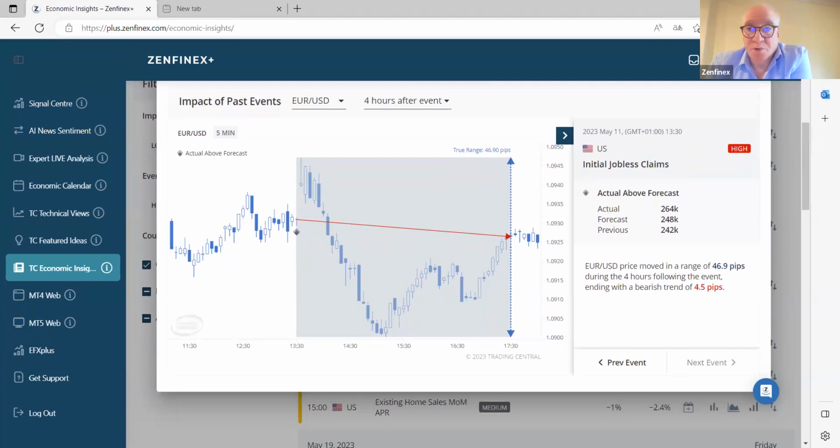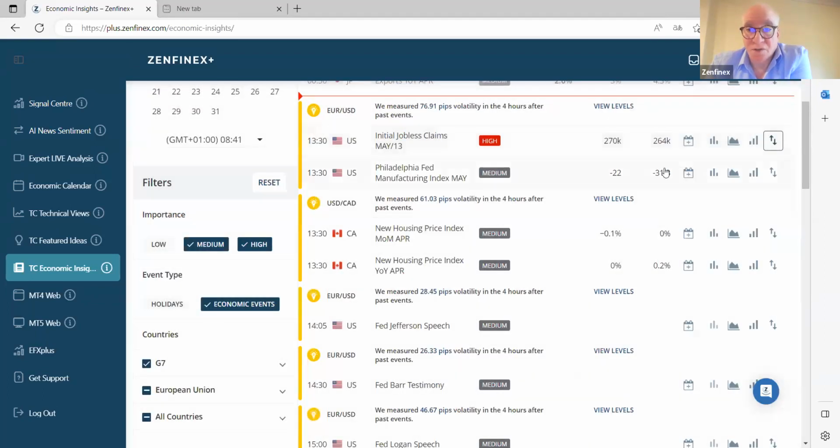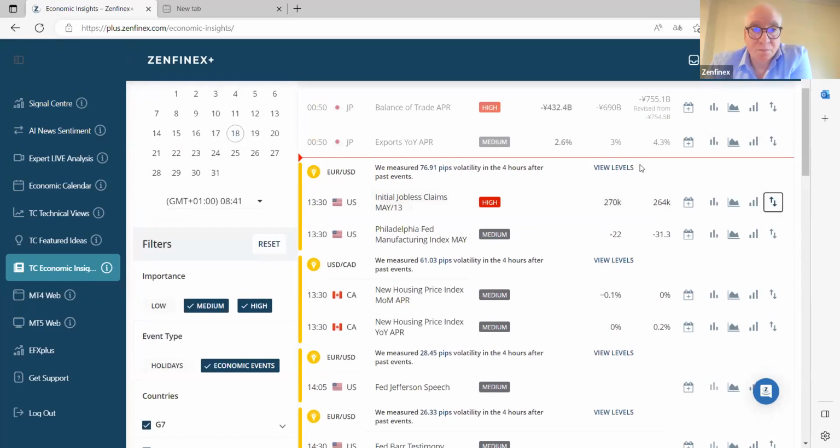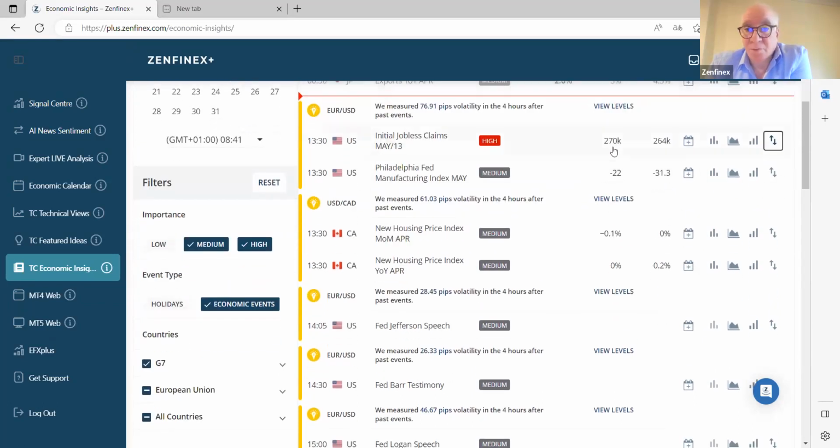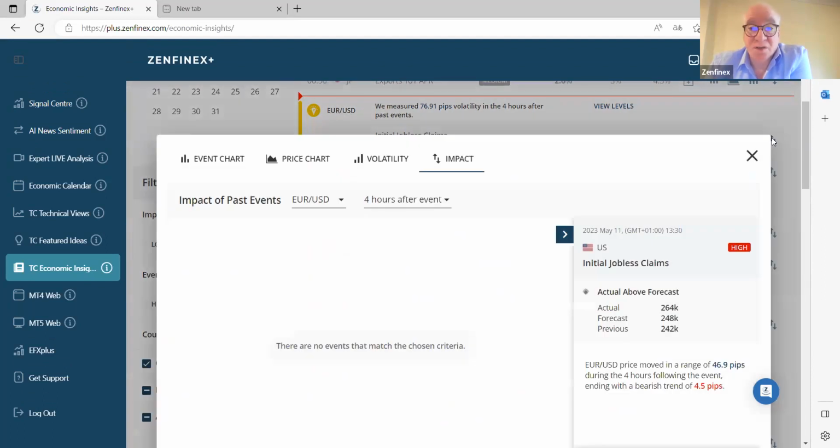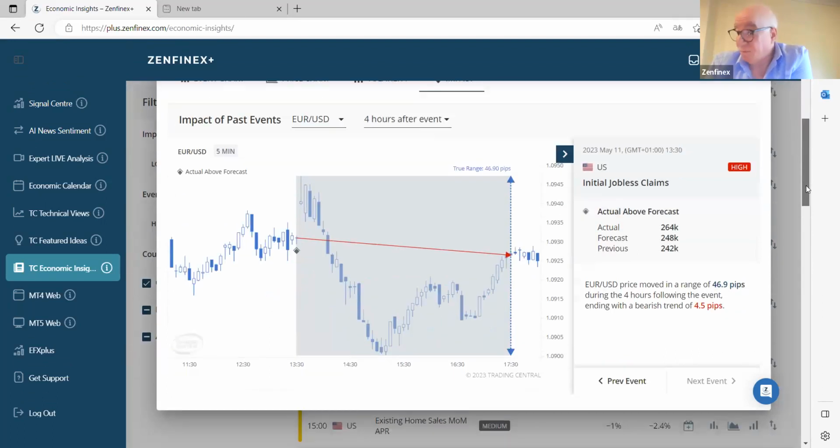which looks at what previous, before I do that, let's just see what the expectation is. So they're expecting 270,000 initial jobless claims. Last month was, or the last report was 264. So let's have a look at how 264 affected prices. So from the previous, this previous was 242, and initial jobless claims were forecasted to be 248, a slight increase, but it was actually higher.